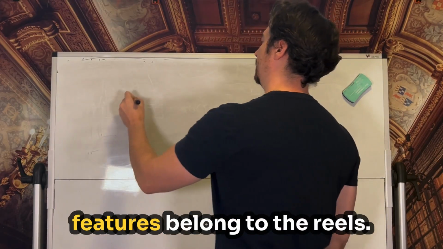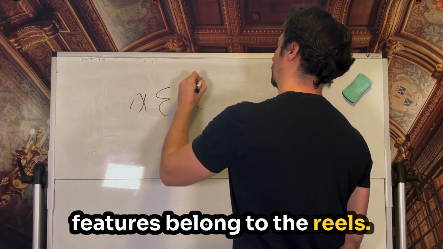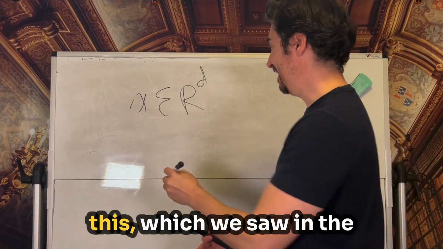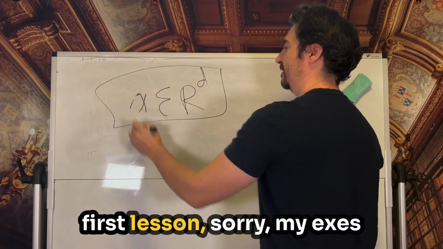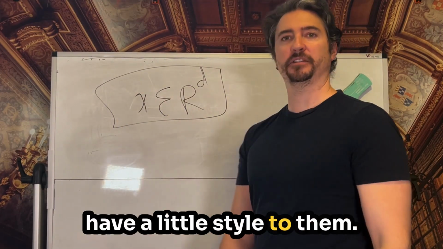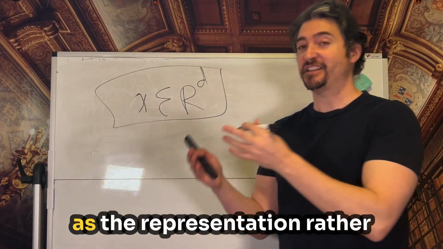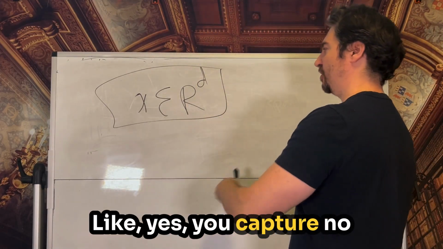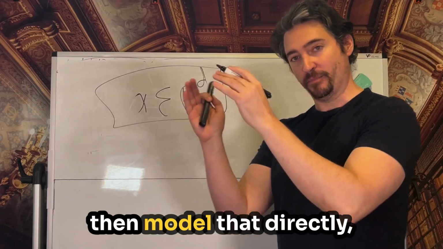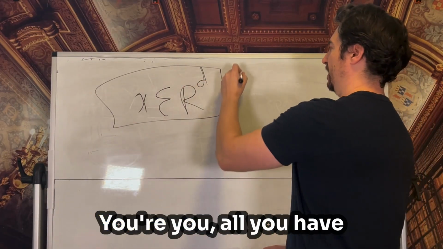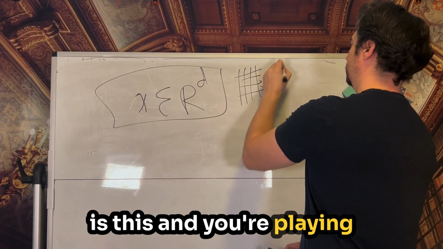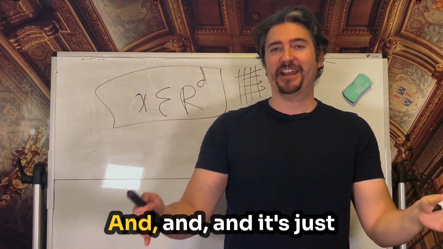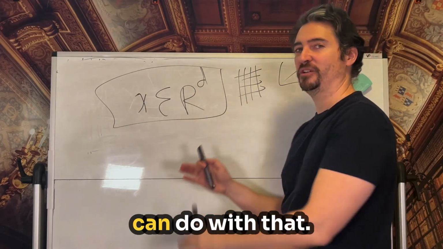So again, we know input features belong to the reals by dimension, and then you just leave it at that. The mistake, which we saw in the first lesson, is treating this as the representation rather than a representation. No matter what you do, if you're just collecting the data and modeling that directly, all you have is this, and you're playing in a linear playground. y = mx + b, and that's it. It's extremely restricted. There's not a lot you can do with that.